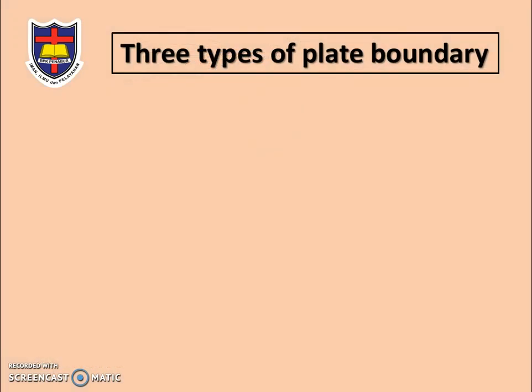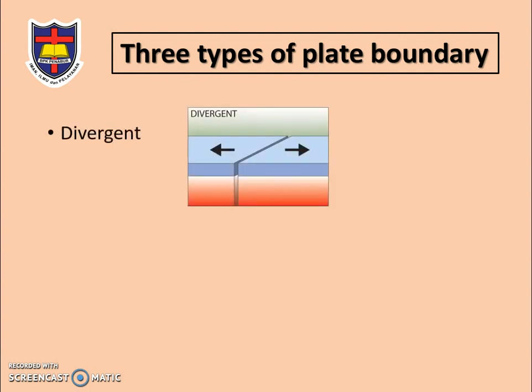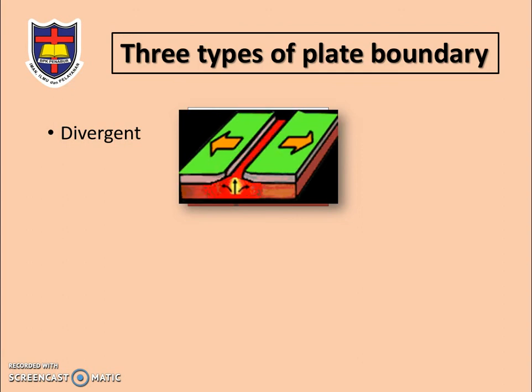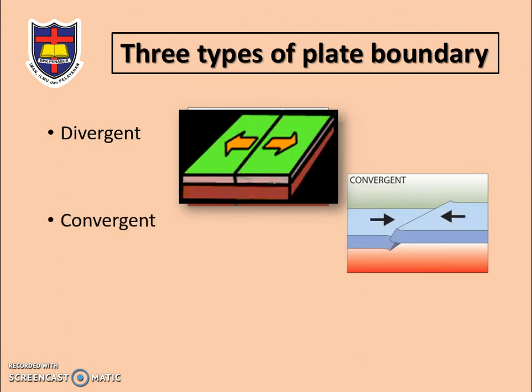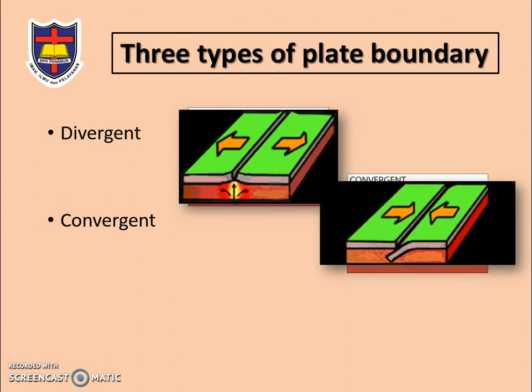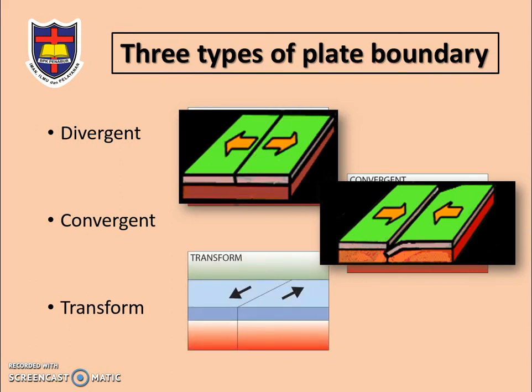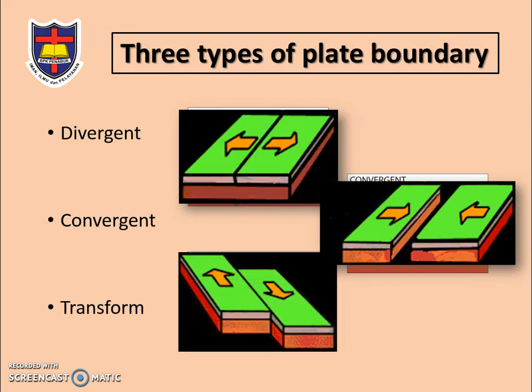In plate tectonics, there are three types of plate boundary, each related to the movement seen along the boundary. First are divergent boundaries, where plates move away from each other. Next are convergent boundaries, where plates move towards each other. The last one is transform boundaries, where the plates slide past each other.